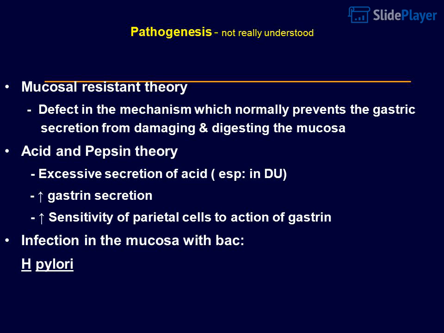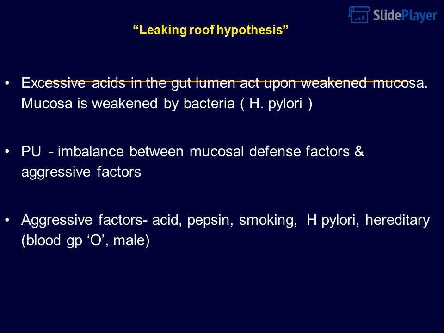Gastrin secretion and sensitivity of parietal cells to the action of gastrin. Infection in the mucosa with bacteria, H. pylori. Leaking roof hypothesis: excessive acid in the gut lumen acts upon weakened mucosa. The mucosa is weakened by the bacteria, H. pylori. Peptic ulcer is an imbalance between mucosal defense factors and aggressive factors.